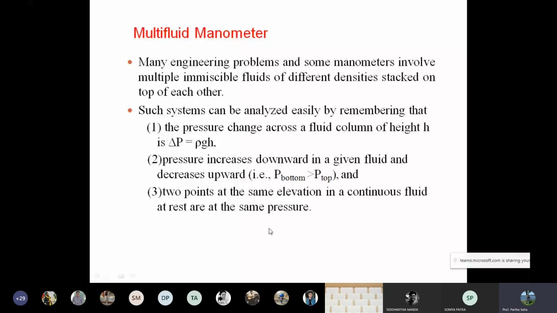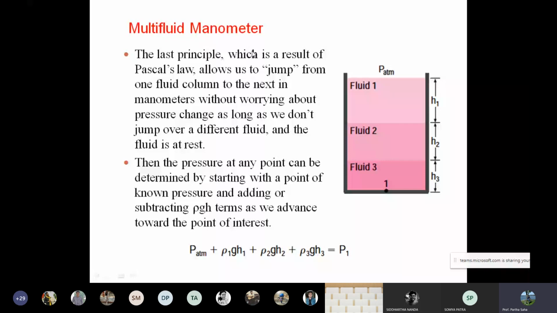So we calculate the total pressure, that is, the pressure at point 1 will be P1, or the summation of all the pressures considering the atmospheric pressure, which is applicable at the top. Okay.